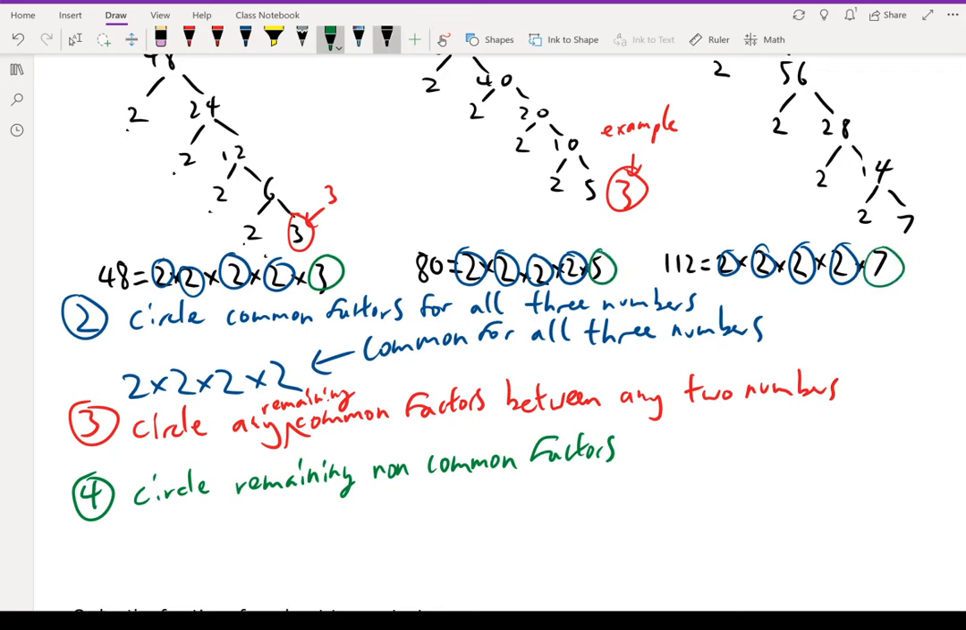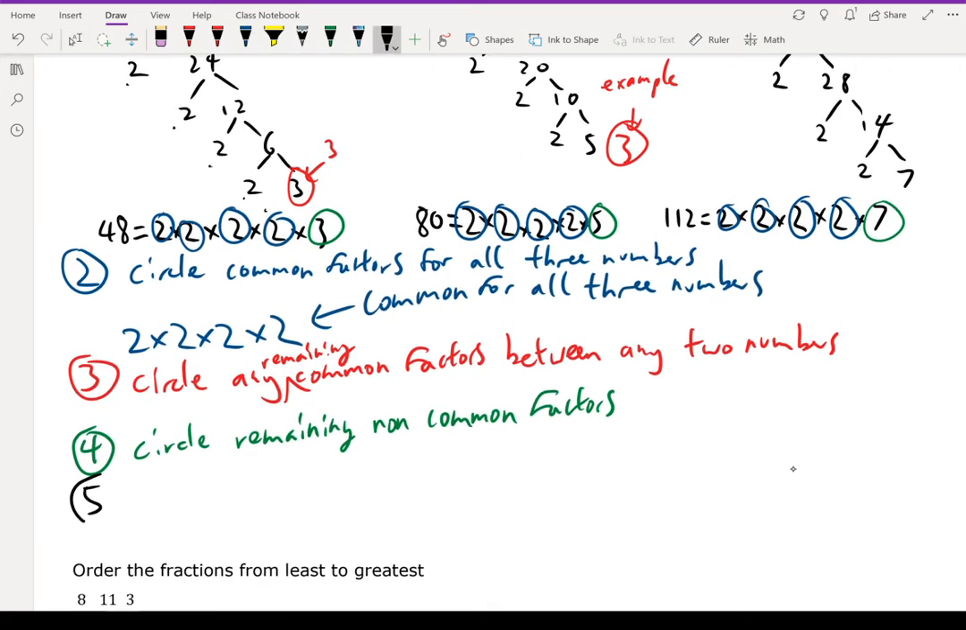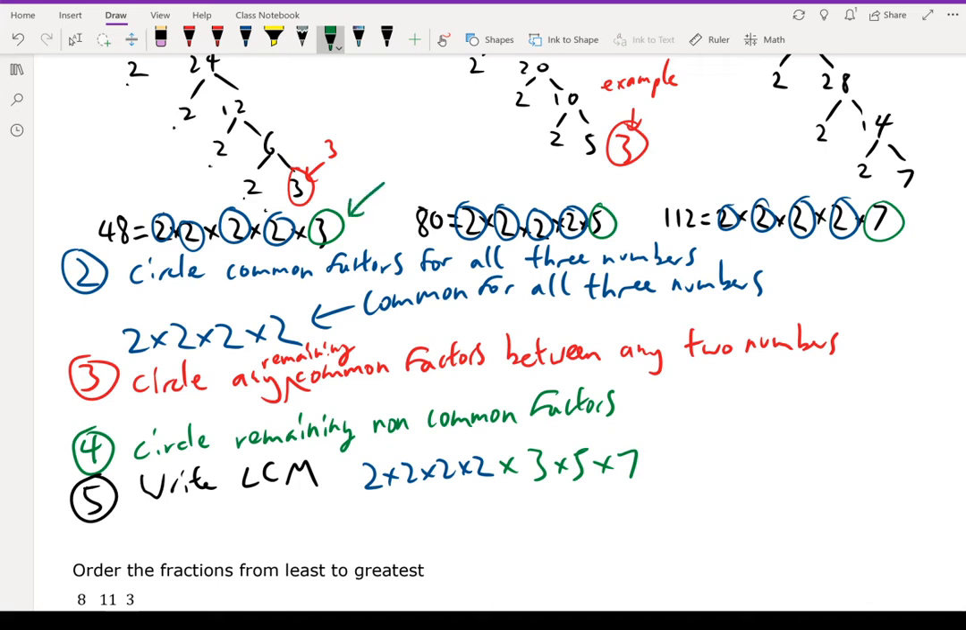And so lastly, step 5, we write the LCM as 2 times 2 times 2 times 2, and then times 3 times 5 times 7. Circle the remaining non-common factors. That's this 3, this 5, and this 7.